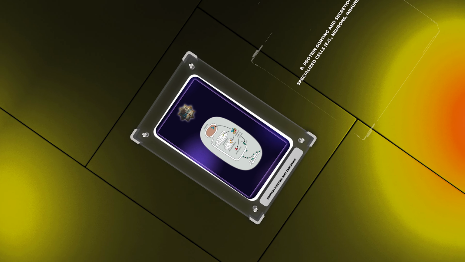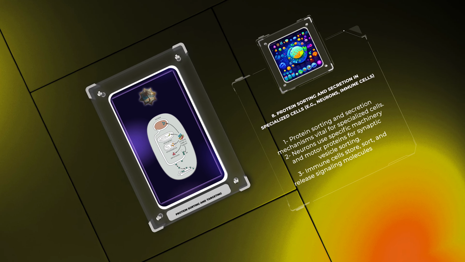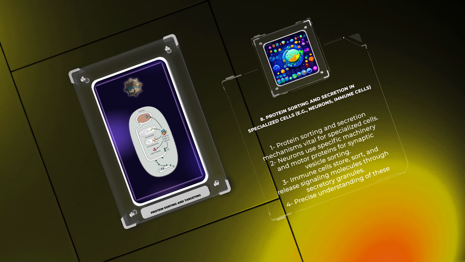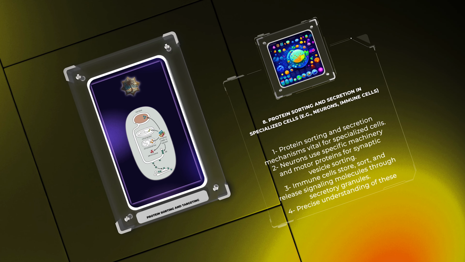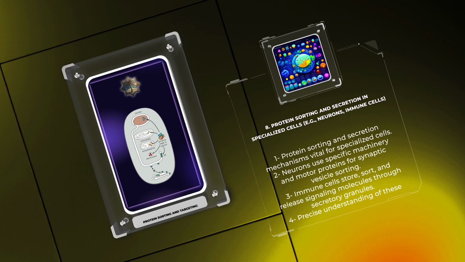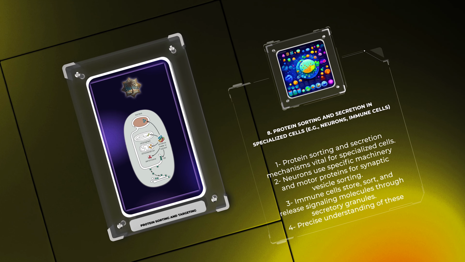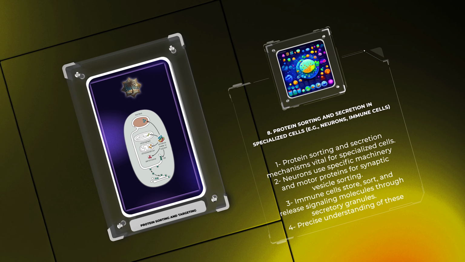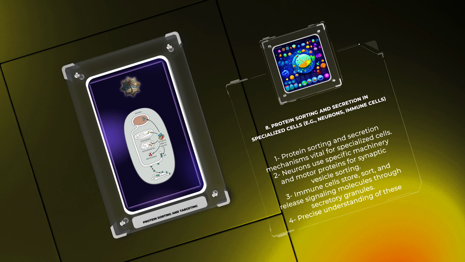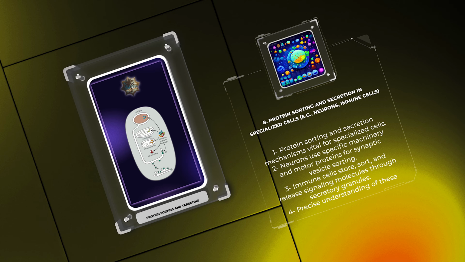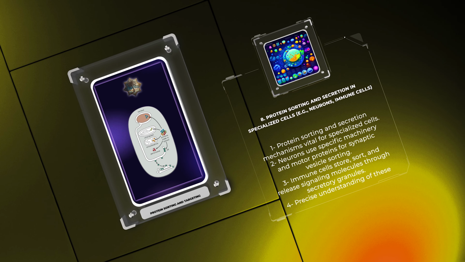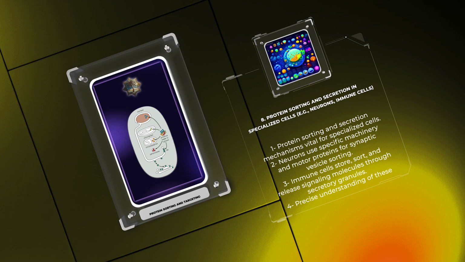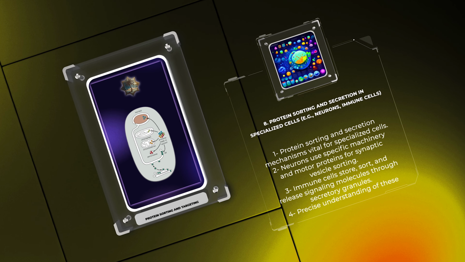In specialized cells, such as neurons and immune cells, protein sorting and secretion mechanisms play a vital role in their proper functioning. Neurons use specific machinery and motor proteins to sort and transport synaptic vesicles for efficient synaptic transmission. Immune cells store, sort, and release signaling molecules through maturation and polarization of secretory granules. Precise understanding of these processes is key in unraveling cell function and dysfunction.